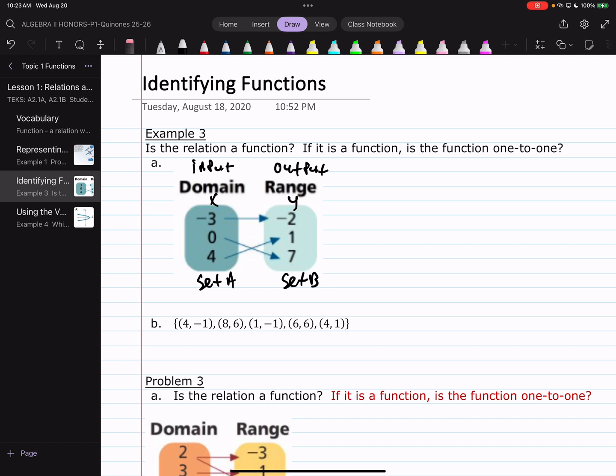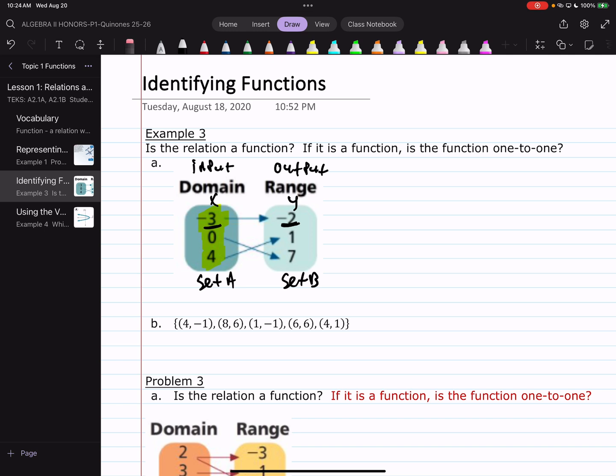But let's talk about it. What did we say? Which value cannot repeat if it is a function? The x. So we are going to focus our attention on these three numbers. So when I input the number -3, what comes out of Chat according to this mapping diagram? -2. Is that the only number that's generated if I put -3 into Chat? Yes. So okay, we're good so far.